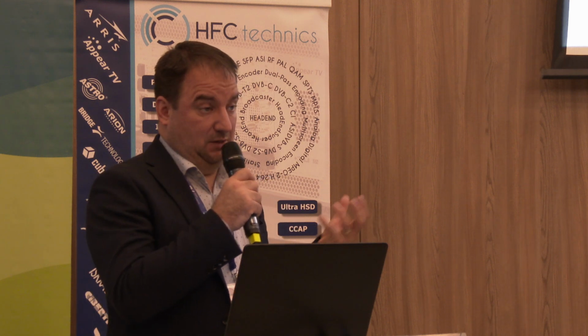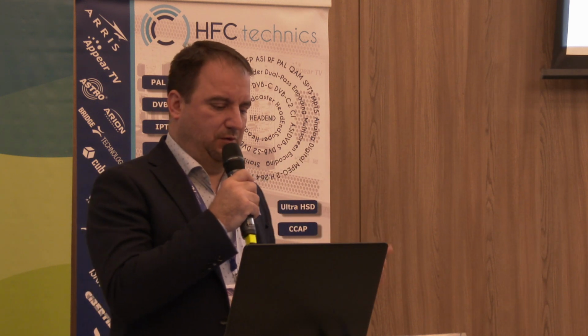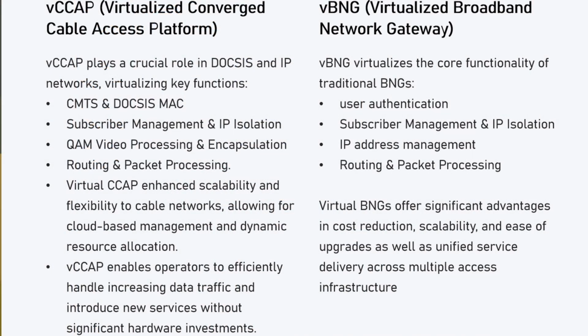At the same time, there's a lot of intelligence that a CMTS used to do, which deals with all the subscriber management, IP allocation, and IP isolation between different subscribers, ensuring that their data doesn't cross into each other, so that when you browse your network at home, you don't see your neighbor's network too, things like that. It also did QAM video processing and encapsulation, and routing and packet processing as well. So all those functions are now migrated towards virtual CCAP if the operator adopts a virtual CCAP architecture.